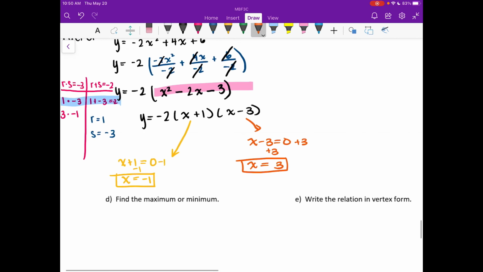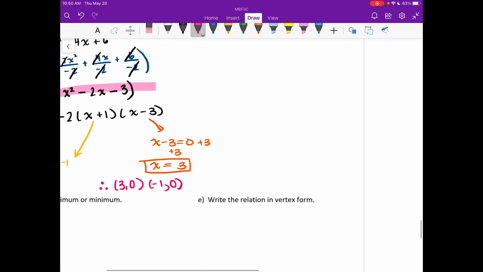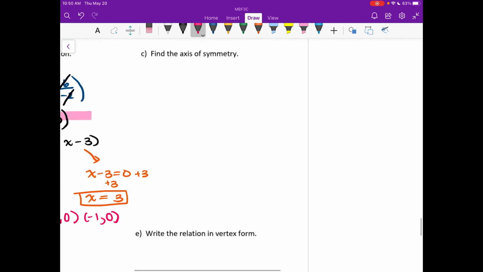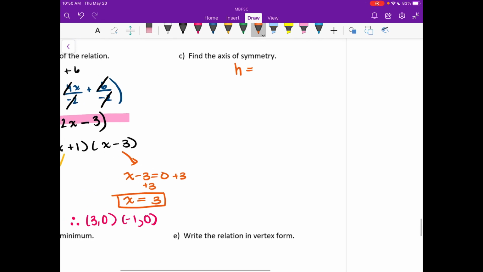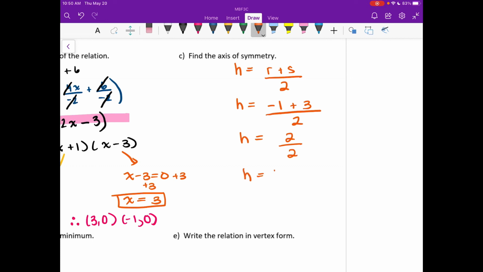That means that my intercepts are going to be 3 and 0 and negative 1 and 0. I'm just going to take my 2 values. Then I'm going to say, okay, I want to find the axis of symmetry, right? So h is equal to my 2 zero values, my 3 and my negative 1. So R plus S divided by 2, right? So I'm going to take my negative 1, my positive 3, divide that by 2. I'm left with negative 1 plus 3 is just 2, divided by 2. H is equal to 1.